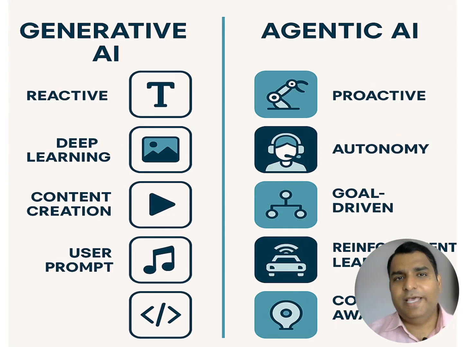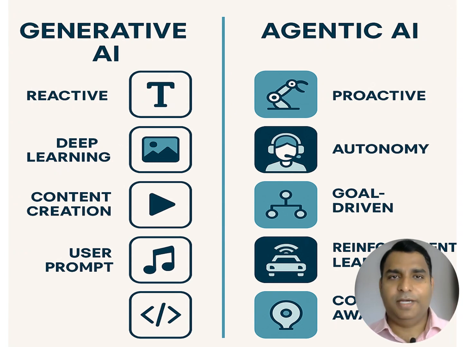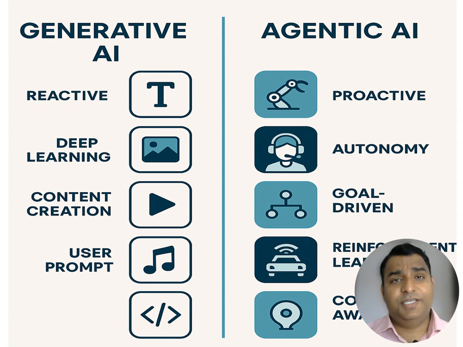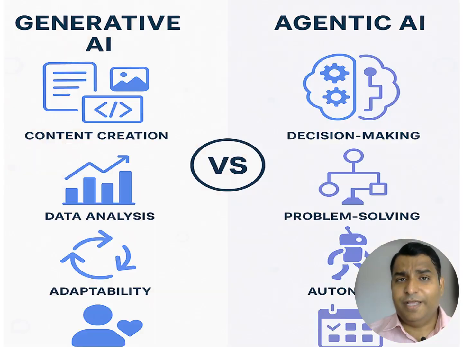In the next way, we can see that Gen AI is reactive, agentic AI is proactive. Gen AI is based on deep learning, leaning toward the data. Agentic AI is based on autonomy. Gen AI is again on content creation. Agentic AI is goal driven. Gen AI uses prompts. Agentic AI uses reinforcement learning. Again, you will see some quickly.